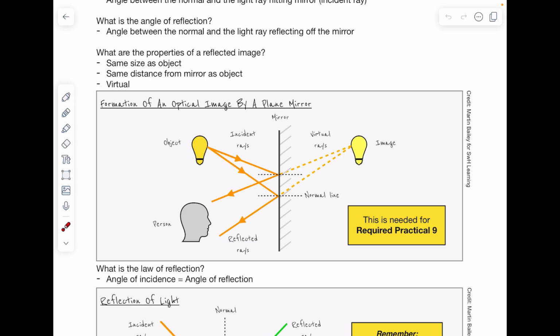It's important that you're aware that the image produced will be, first of all, the same size as the object. Look, those light bulbs are the same size. It's going to be the same distance from the mirror as the object. So if you were to measure these distances here, they would be the same. And the third point to make is that that image would be virtual. What we mean by a virtual image is that it can't be displayed on a screen. So to all intents and purposes, this light bulb appears behind the mirror here.